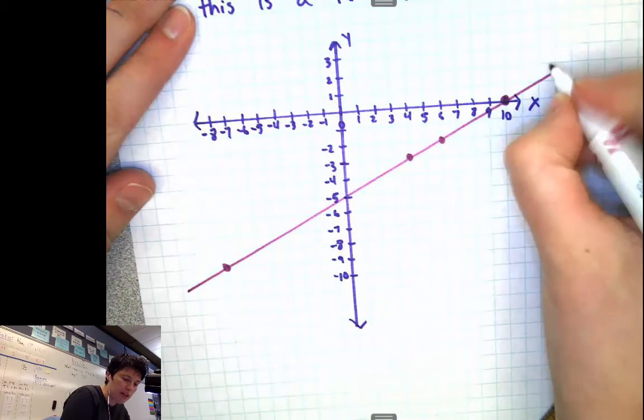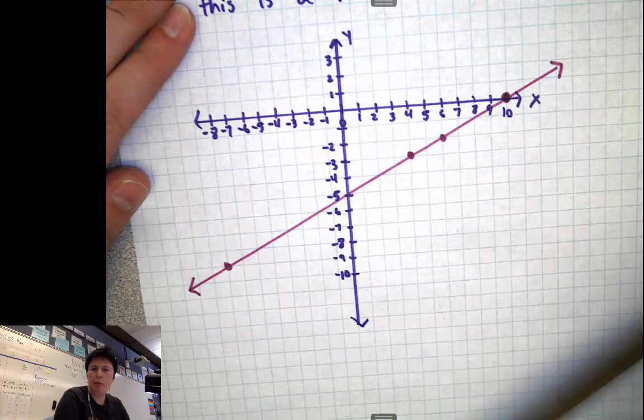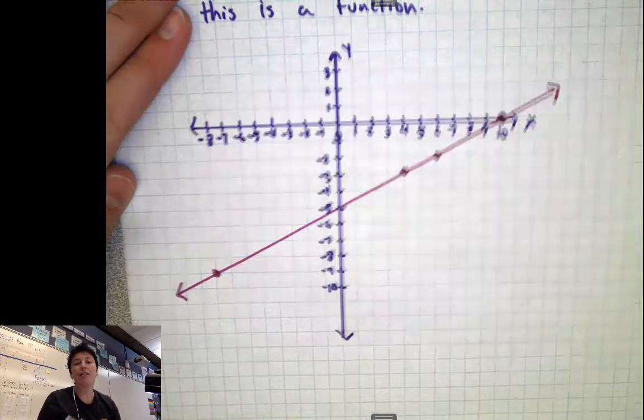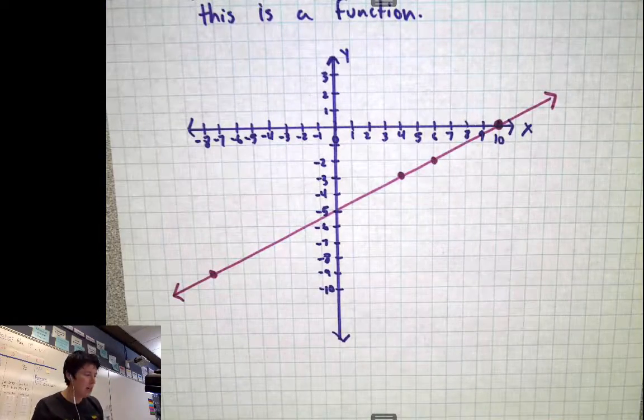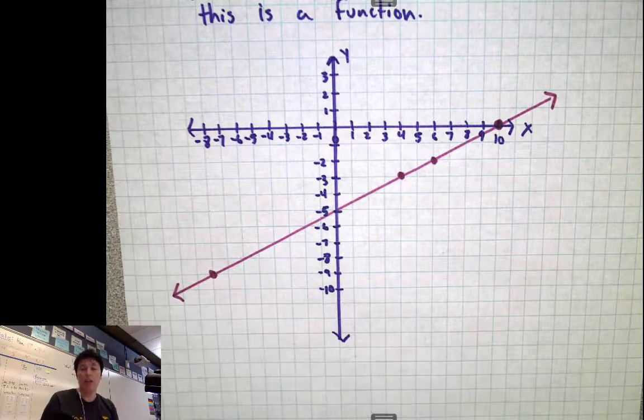Draw some arrows on here. And what was our question? What were we supposed to be proving? Oh, we were supposed to be proving that it's a function, that it passes the vertical line test, that it only has one input. Each input only has one output.